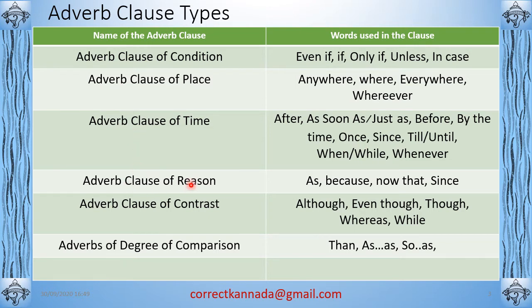Then adverb clause of reason: as, because, now that, since. Adverb clause of contrast: although, even though, whereas, while. So these are all words that appear in the adverb clause of contrast. Adverb clause of degree of comparison: than, as soon as, so as. These are all words that appear in the adverb clause of degree of comparison. Now, for each of these, I have at least one slide with examples so that we can easily understand the adverb clause.